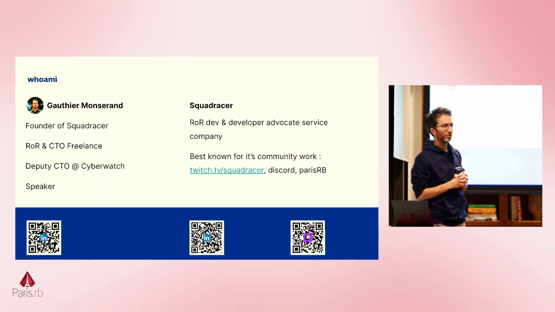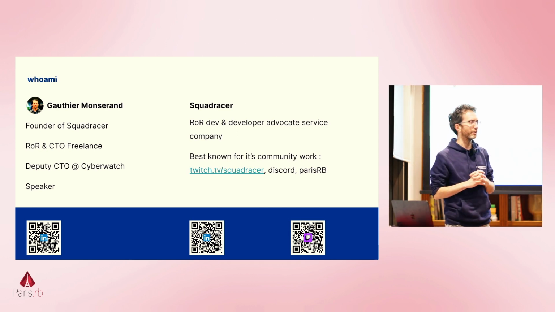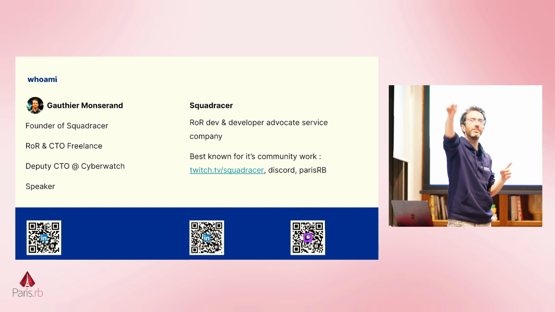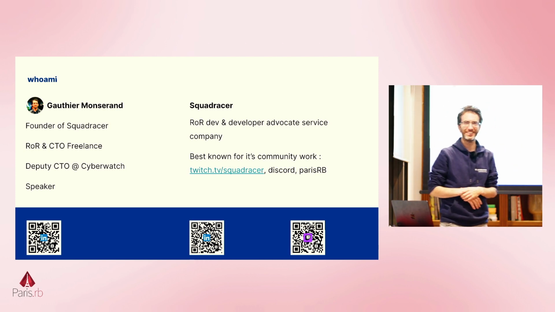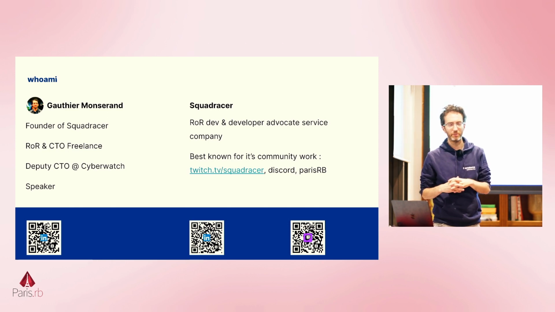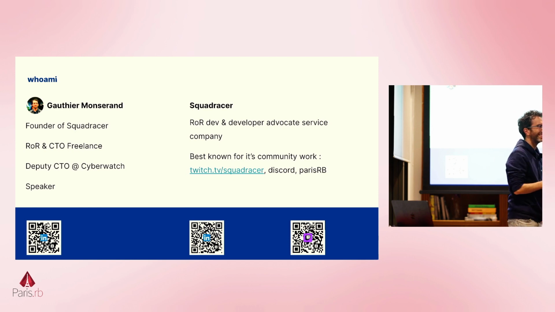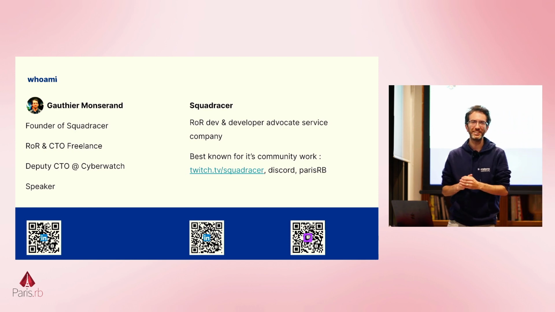It's just this because it's a lightning talk. Who am I? I'm the founder of Squadracer. You can meet several members like Julien or Sébastien at the end of the meeting. I'm a Ruby on Rails and CTO freelance. At this moment, I'm a deputy CTO at CyberWatch, which is part of Framatome, which is part of EDF, which is a security company.